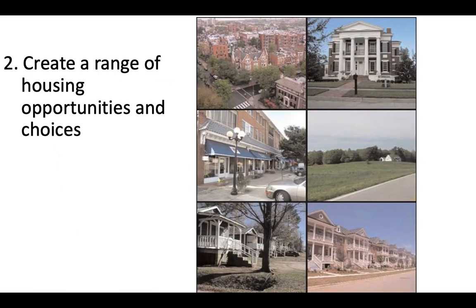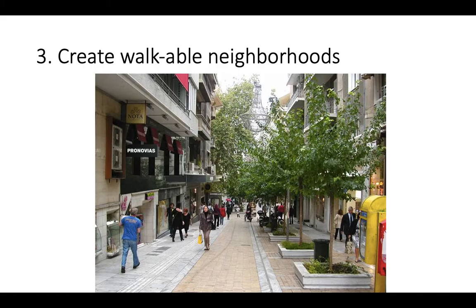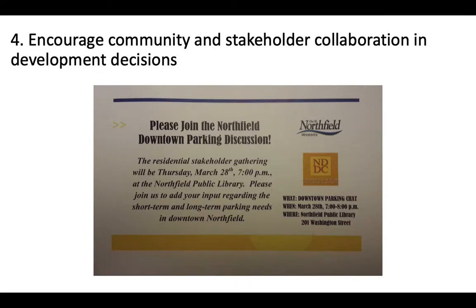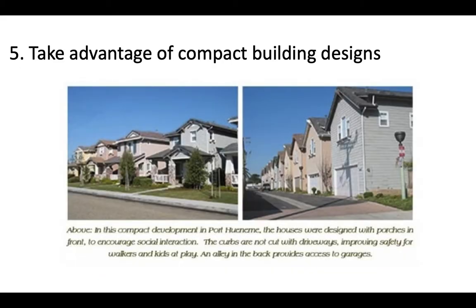Which is this, right? By having mixed land use, you can also have mixed housing availability, right? Some higher income houses, middle income houses, lower income housing, so that way people from all different backgrounds can afford to live in the city, whereas in the suburbs it's just equally expensive no matter where you go, pretty much. You want to create neighborhoods that promote walking as opposed to driving or even public transport. You want to encourage your community to take part in decision making about development, so that way it's more egalitarian and democratic. Take advantage of building compact designs, right?